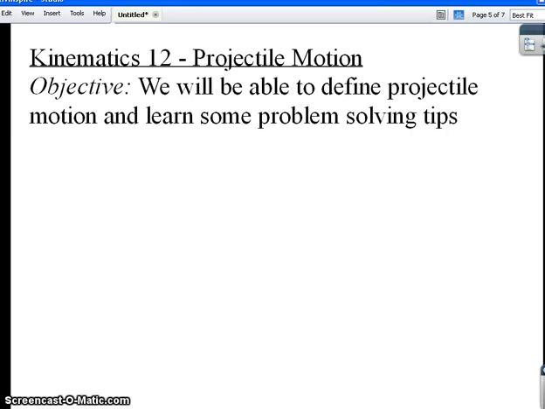Good morning, class, and welcome to this lesson on Kinematics 12 projectile motion. Today we will be able to define projectile motion and learn some problem-solving tips, okay?